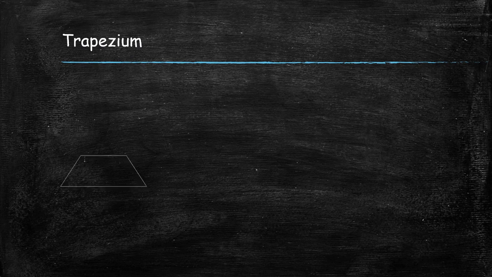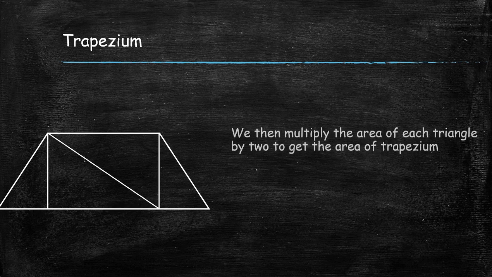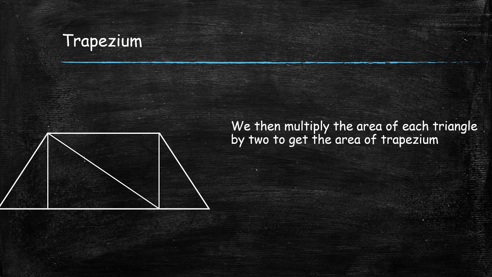Trapezium. So here's a trapezium. We are drawing two perpendiculars, dividing the trapezium into two congruent right triangles and a rectangle. Now we draw a diagonal, dividing the rectangle into two congruent triangles. So here we are getting the trapezium divided into two smaller congruent triangles and two larger congruent triangles. We then multiply the area of each triangle by 2.